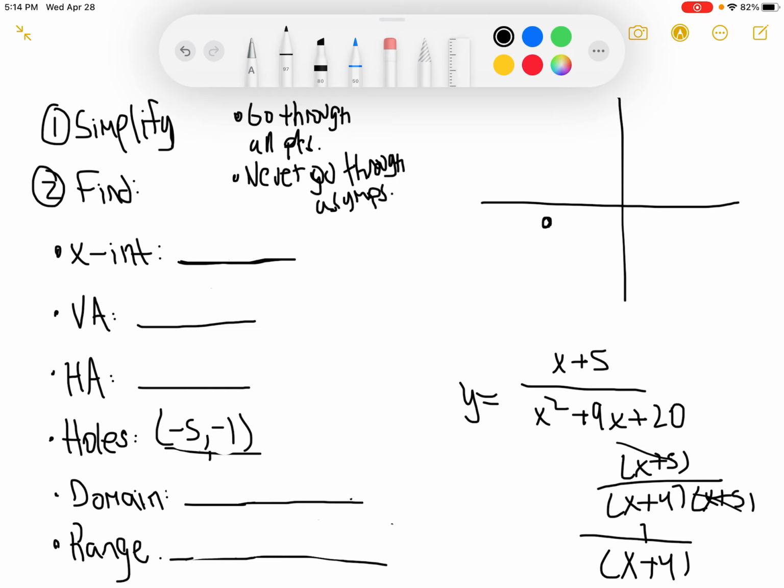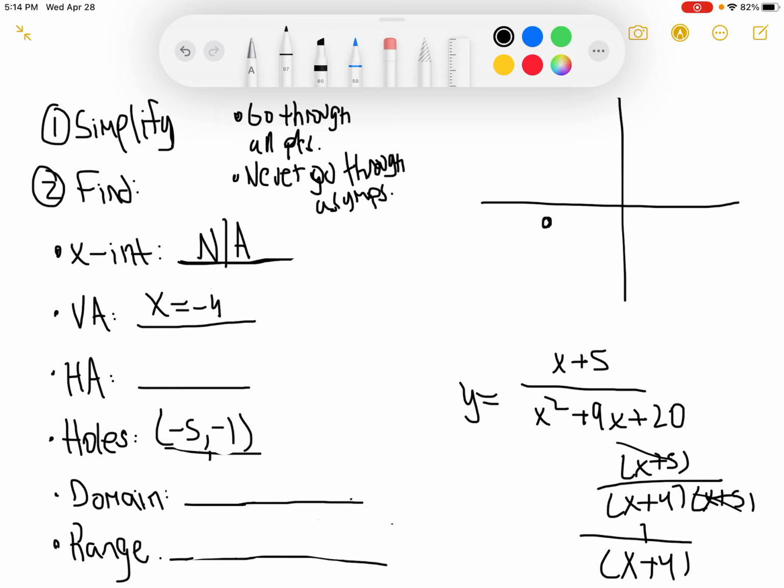If we have a hole, then some things won't apply. Is there an x-intercept? No, because we canceled out the x plus 5. Now we just have a 1, and you can't find out what x is. So no x-intercept this time. For the vertical asymptote, we do have something that works: x plus 4, set that equal to 0. You get negative 4. So that's our vertical asymptote.